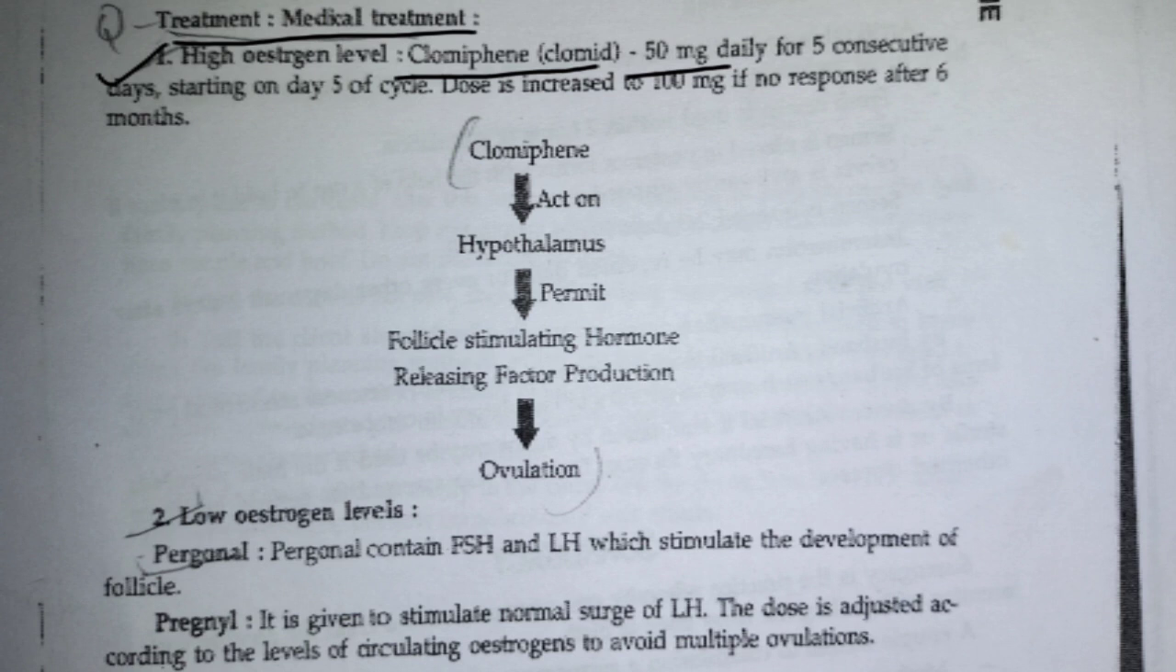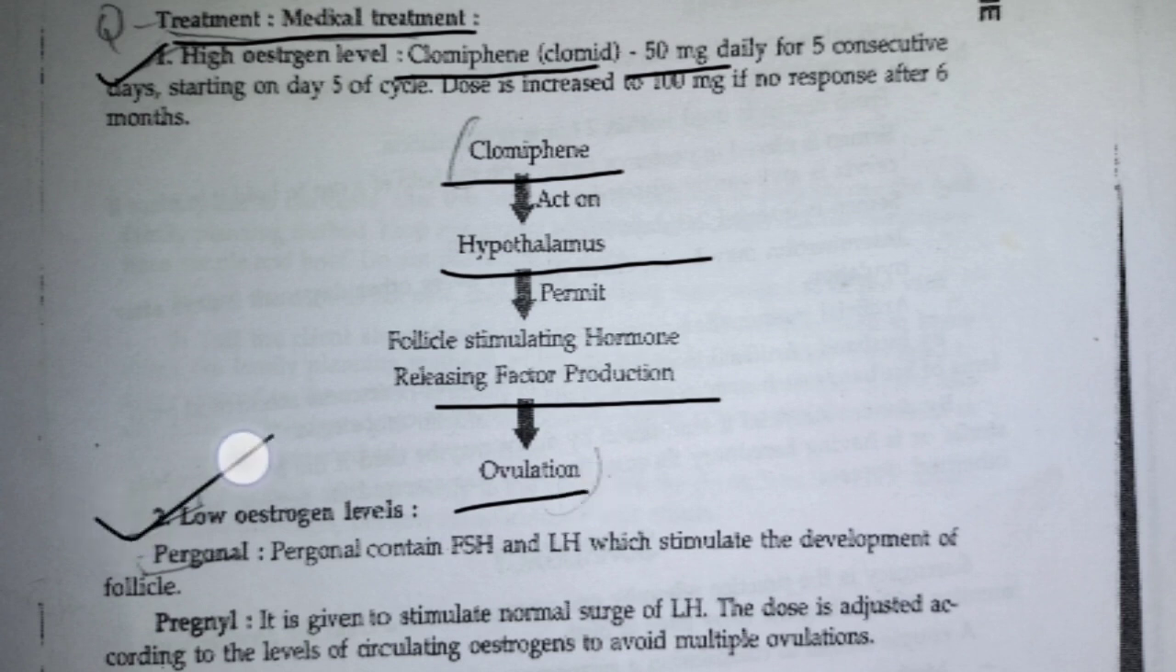How does it work? Clomiphene actually acts on the hypothalamus, which will regulate the release of the FSH hormone, which leads to ovulation. In low estrogen level patients, we will give Pergonal or Pregnyl, which actually consists of FSH hormone and LH hormone, which leads to ovulation.